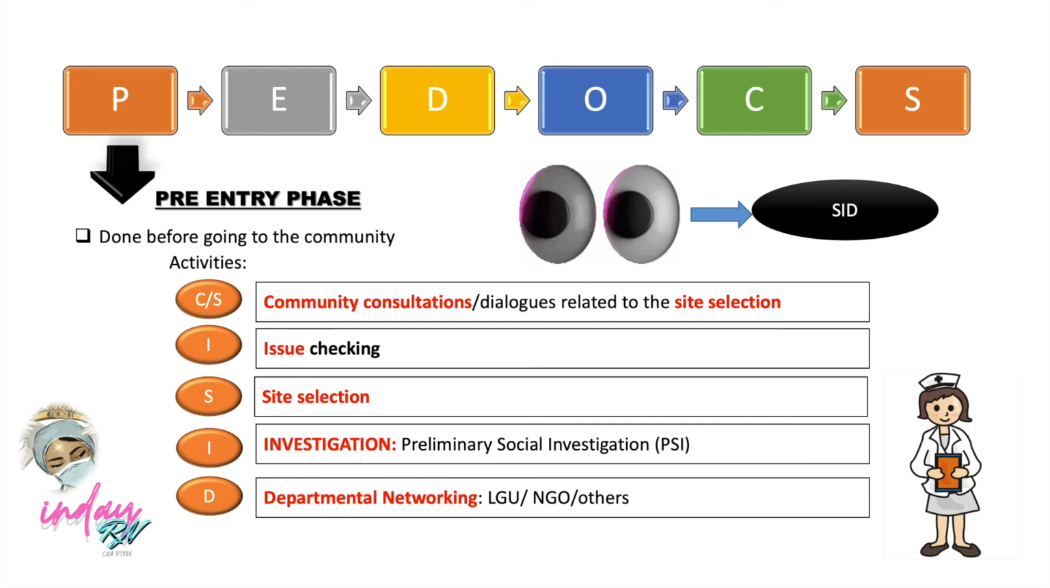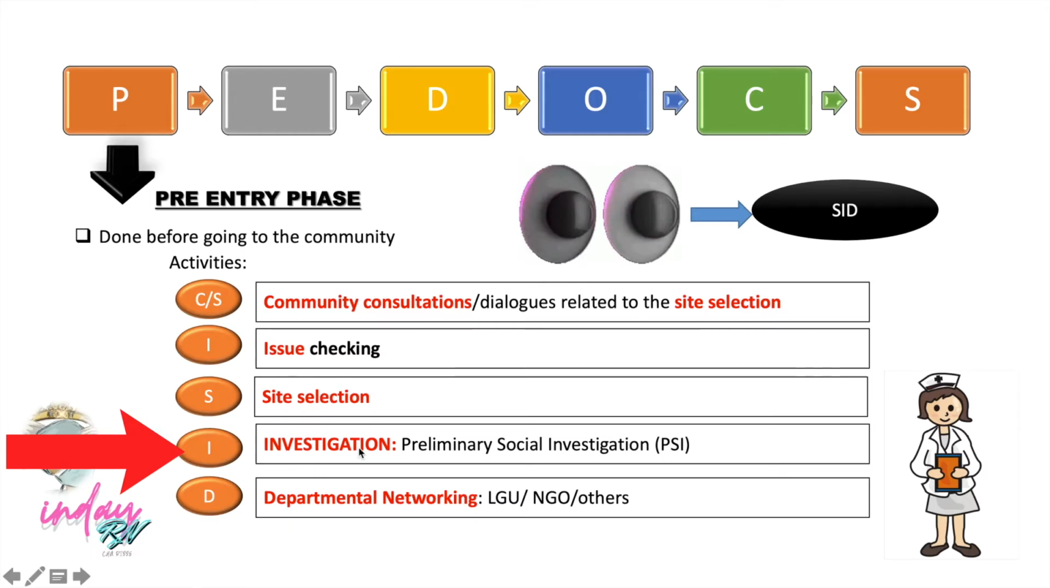Of course, here in the site selection, you are going to do some ocular survey prior to the entry of your COPAR in that community. Okay? The next one is investigation. Here in the investigation, it is only preliminary. Preliminary social investigation, meaning you are not yet doing some deep investigation here. It's just preliminary. It's like the epidermal layer of your skin only.